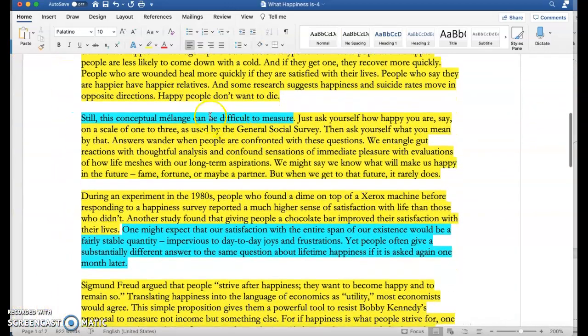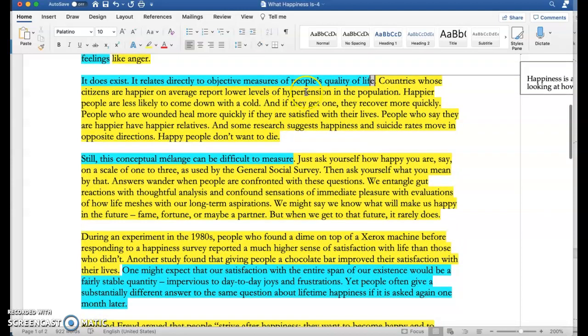Here's the next paragraph. Again, the first sentence is the topic sentence. This conceptual mélange, and a mélange is a mixture, and a conceptual has to do with how we think about what things mean in our minds. So in this case, the examples are that if you took a happiness survey and then asked yourself what you meant by the questions in the survey, you'd actually start getting more and more confused instead of more and more clear. And that's again because even by looking at these measurements, it is very hard to measure happiness.